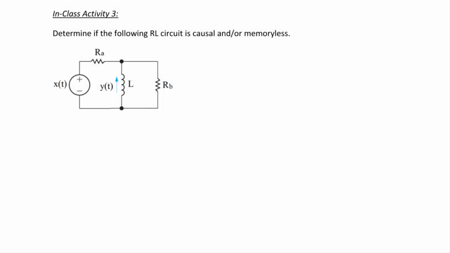So now let's look at the same circuit that we analyzed in the prior lecture, but now we're not going to assume that it has zero initial conditions. Determine if the following RL circuit is causal and or memoryless. Recall from before that we found that K was equal to negative 1 over RA and tau was equal to L times RA plus RB over RA times RB.